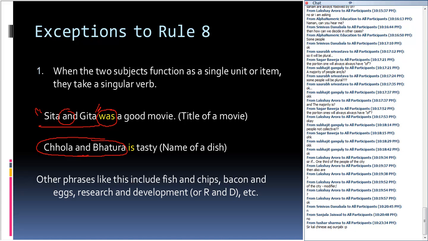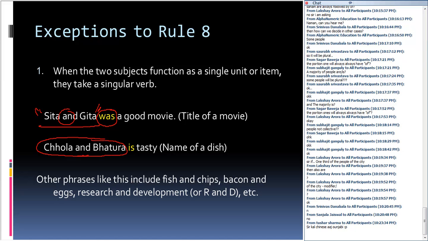Other phrases like this include words like, fish and chips. Fish and chips is name of a dish. Bacon and eggs. Bacon and eggs is the name of dish. Research and development. Research and development के बाद हमेशा is लगाते हो. Research and development is really required in our country. AIIMS and IIT, these institutions are not doing what they were supposed to do. So a lot of focus has to be given to research and development. So research and development is required in these institutions. You never say are required.